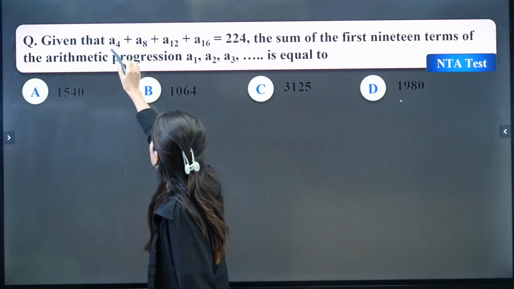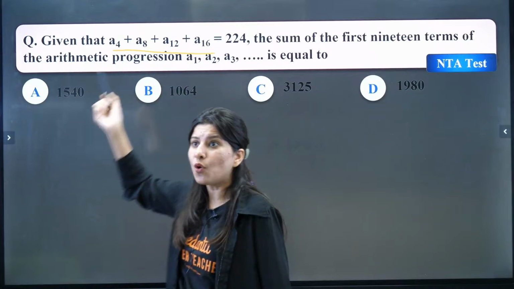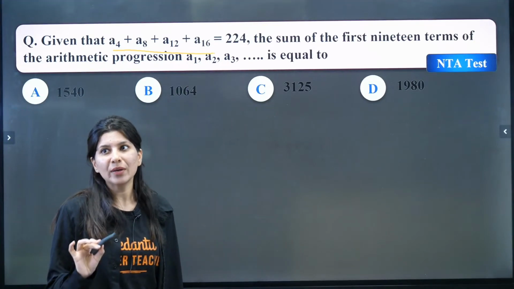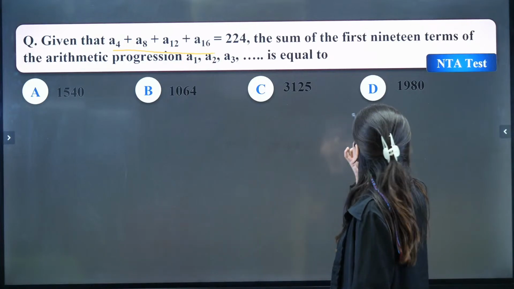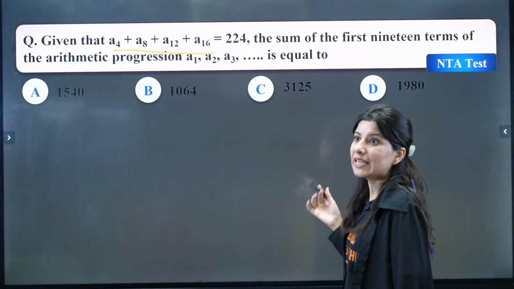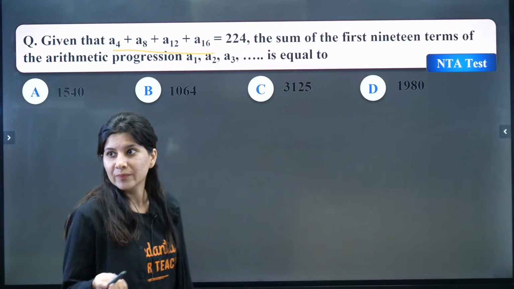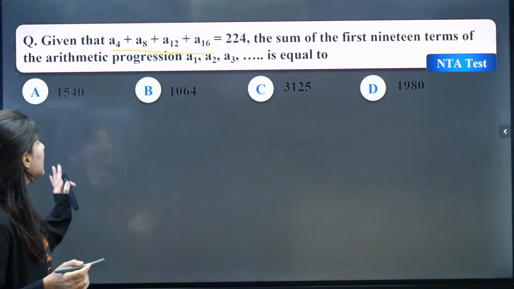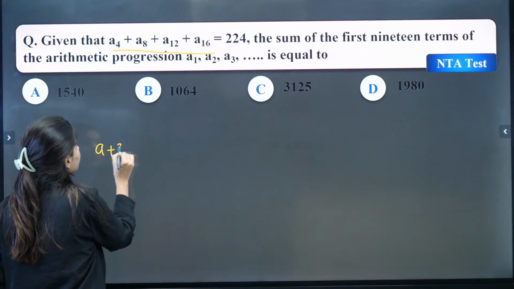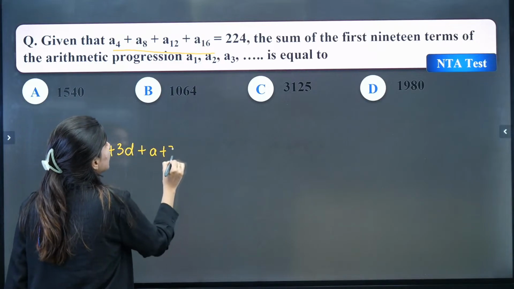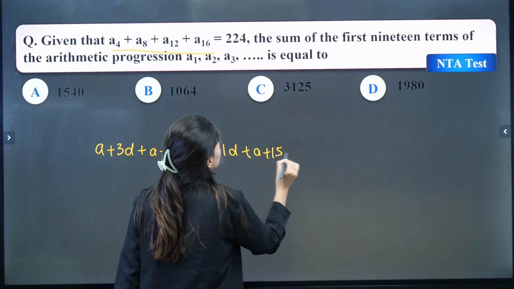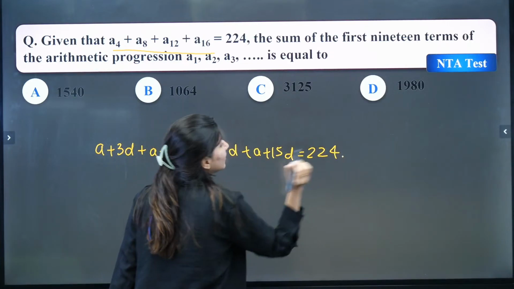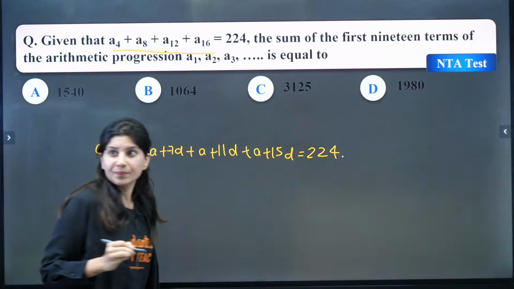So it is given that A4, A8, A12, A16, the sum of all these four terms is nothing but 224. All right. The sum of the first 19 terms of the arithmetic progression is what they are asking. Okay. All right. So now what we will do is A4, A plus 3D, A plus 7D is your A8, A plus 11D, then A plus 15D is nothing but 224. You understand this?